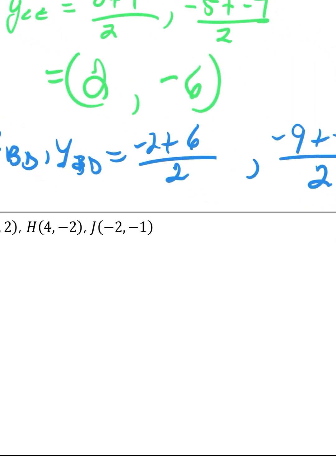So let's just do that math, okay? So -2 plus 6, that comes out to 4. You divide that by 2, you get 2. So that'll work. And then -9 plus -3 is -12, divided by 2 is -6.